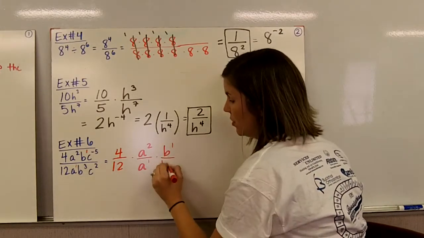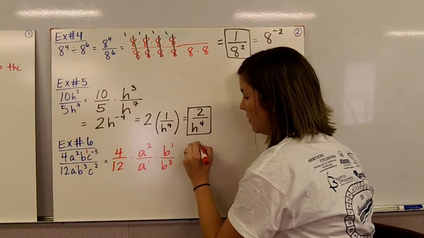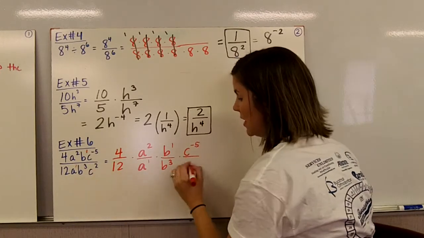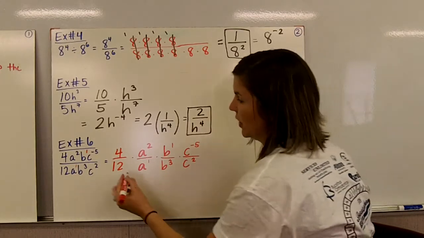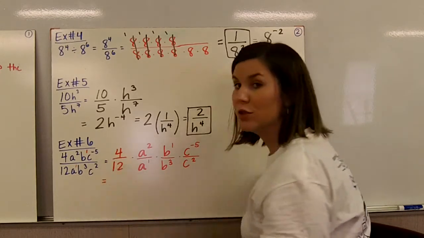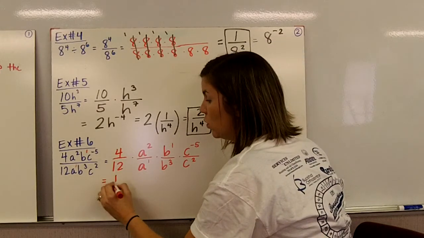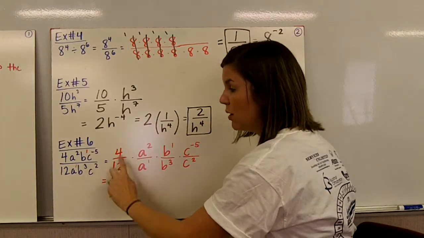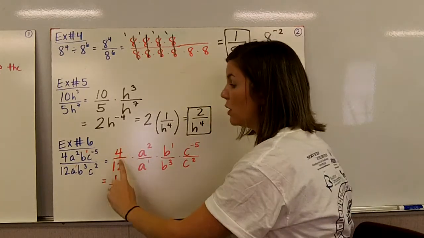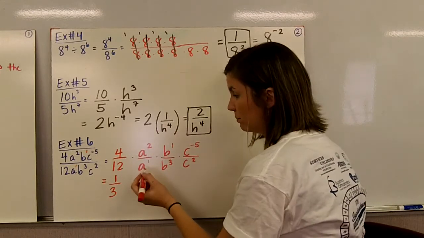Over B to the third, times C to the negative 5th power, over C to the 2nd power. And we're going to simplify. 4 over 12. Now this is a fraction that can be reduced, and it is 1 over 3. Now don't get confused. This is not 12 divided by 4. Okay, this is 4 divided by 12. So when we reduce that, we get 1 divided by 3.